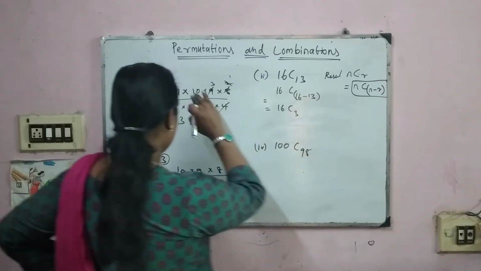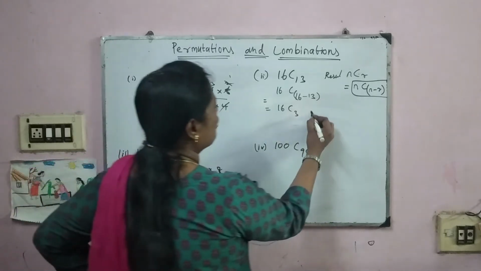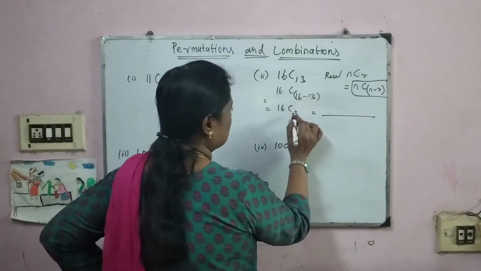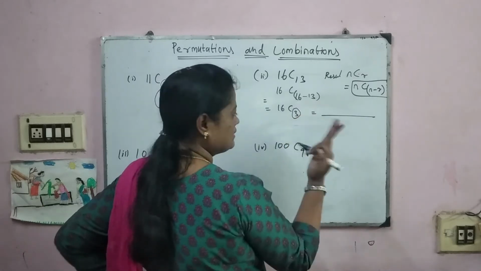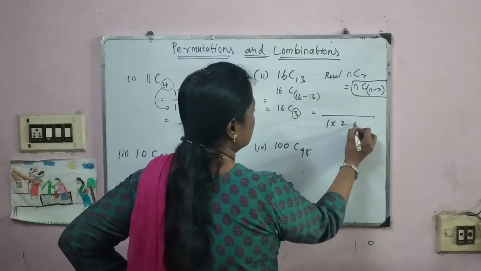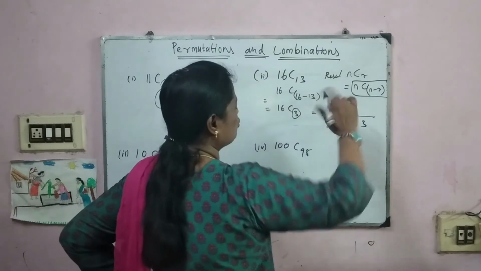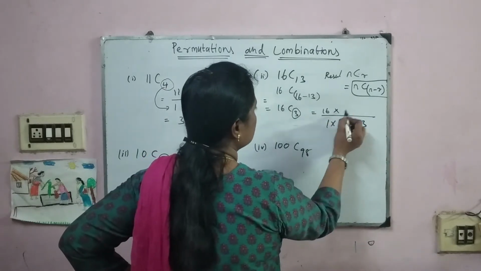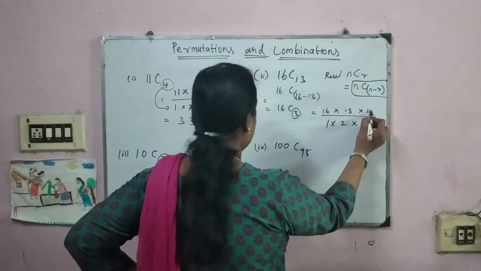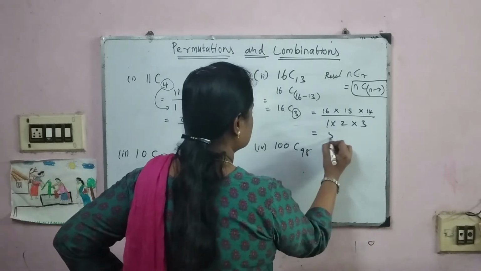Now you have to do the same procedure. You write the denominator in a forward order with 3 terms, that is 1 into 2 into 3. The 16 you have to go in backward order: 16 into 15 into 14. Then our final answer will be 560.